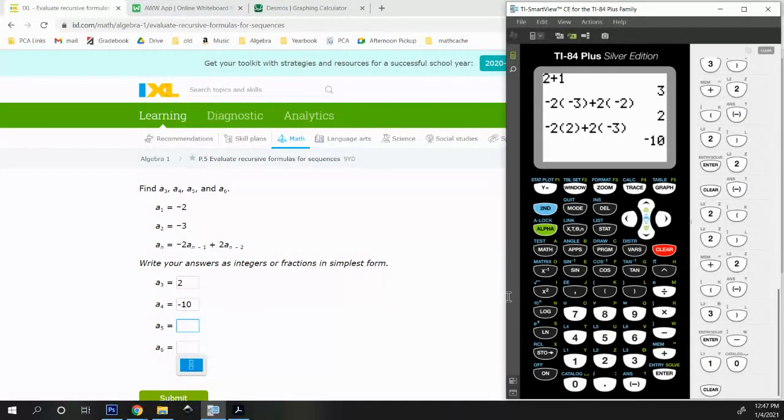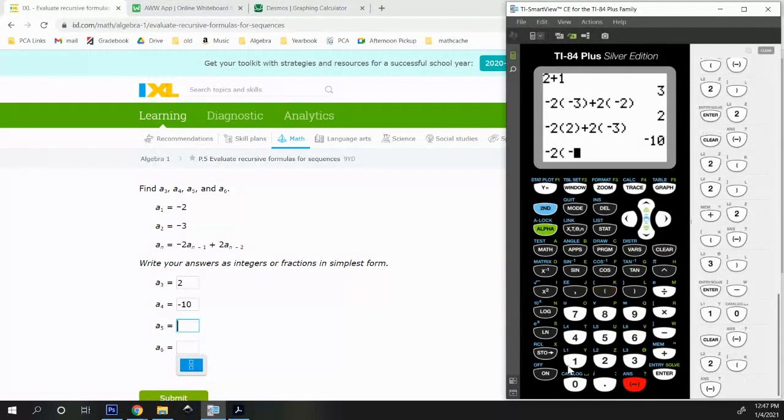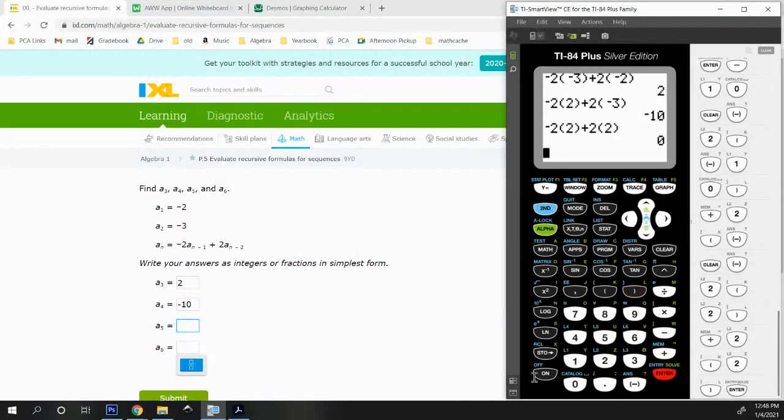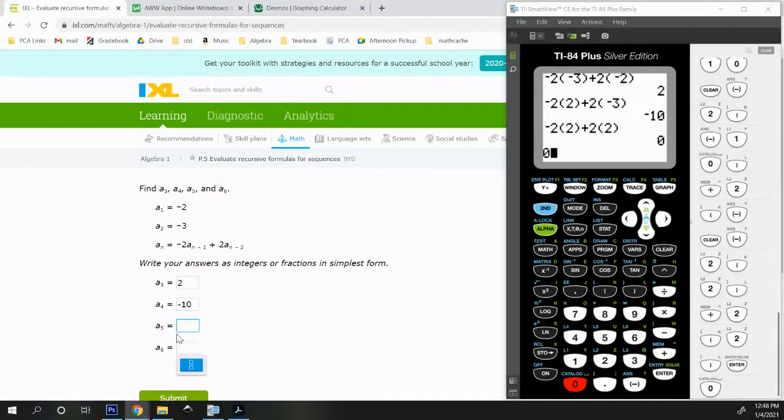I want the fifth term, so I take negative 2 times the one before it, which is going to be negative 10, plus 2 times the one that's 2 spots before it, so that's going to be the second term. It is just not my day. Sorry. All right, the one 2 before it, so negative 10, that would be 2. That gives me 0.